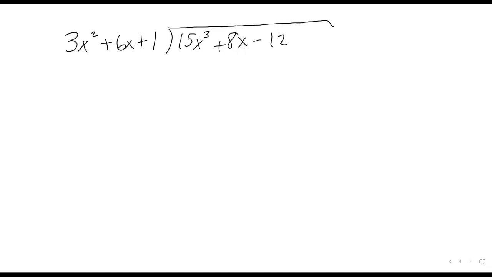So I need to go from, let me switch over to the highlighter, I need to go from 3x squared to 15x cubed. Okay. So how do I do that? First and foremost, how can I go from 3 to 15? Multiply by 5. So I need to multiply by 5. And now how do I get from x squared to x cubed?